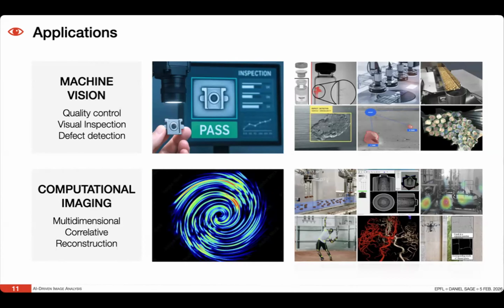Okay, in terms of application, there are many kinds of application. We can say there are mostly two fields. There is machine vision, and Christian Jacques will speak about that aspect, to do quality control, visual inspection, defect detection. There are many applications also in the food industry, in manufacturing, the watch industry, and so on. And there is another one, which we can call computational imaging, where we have to manipulate this multidimensional imaging, correlative image reconstruction, to collect all the information using a lot of AI also.